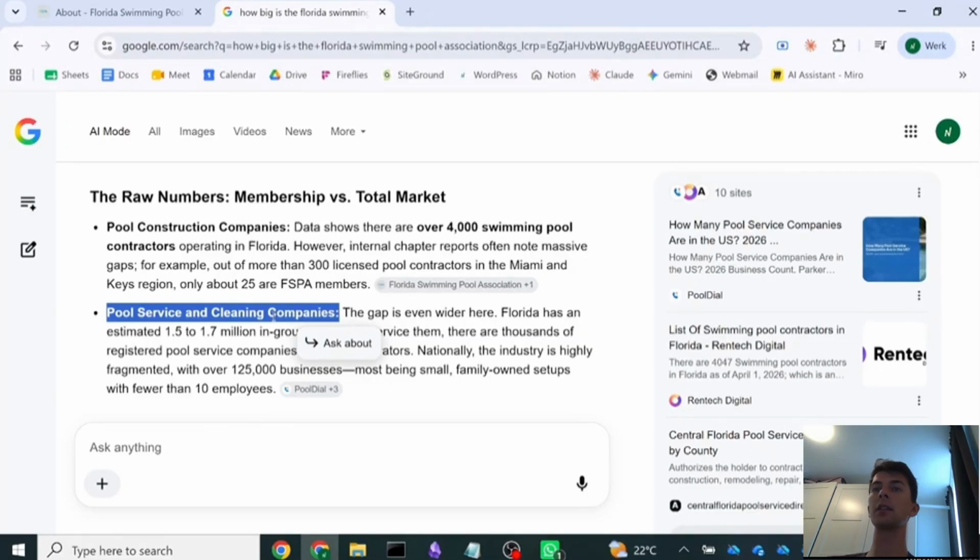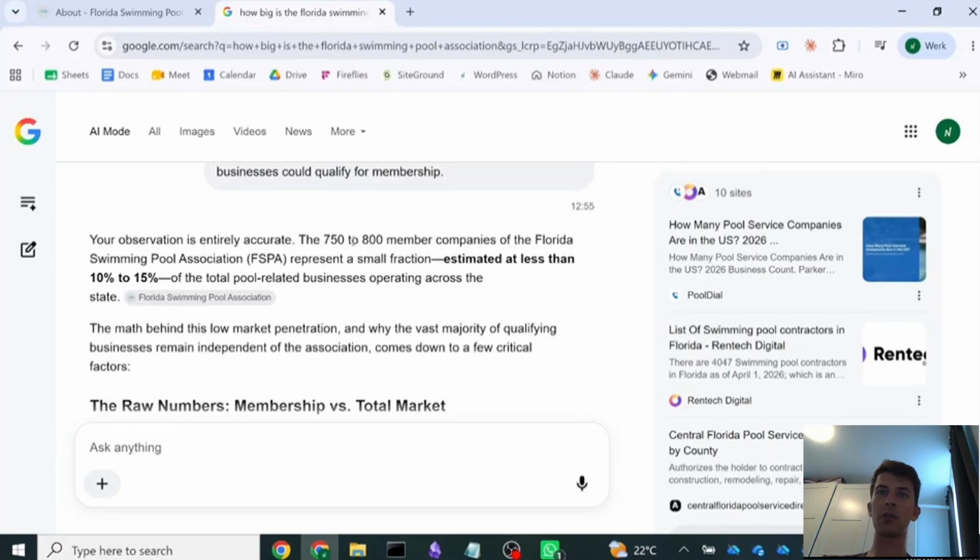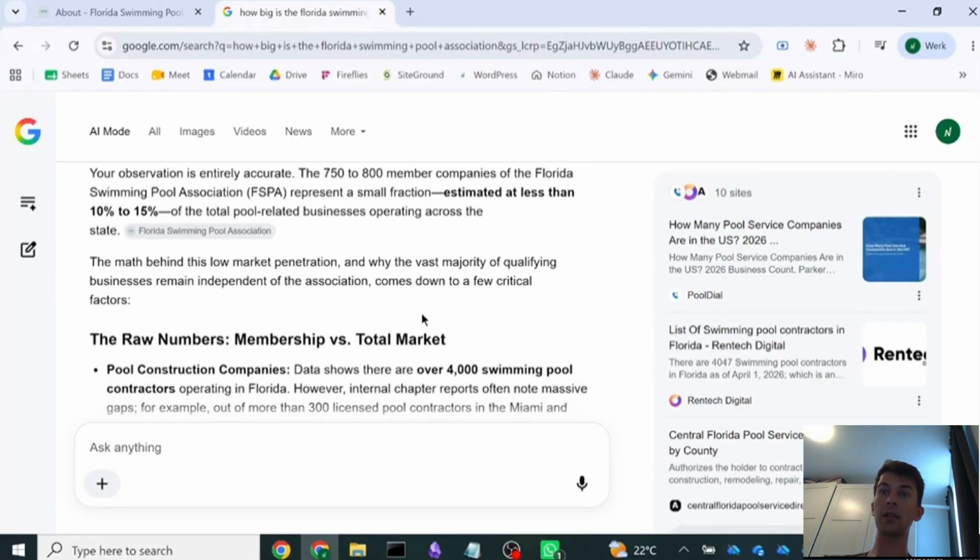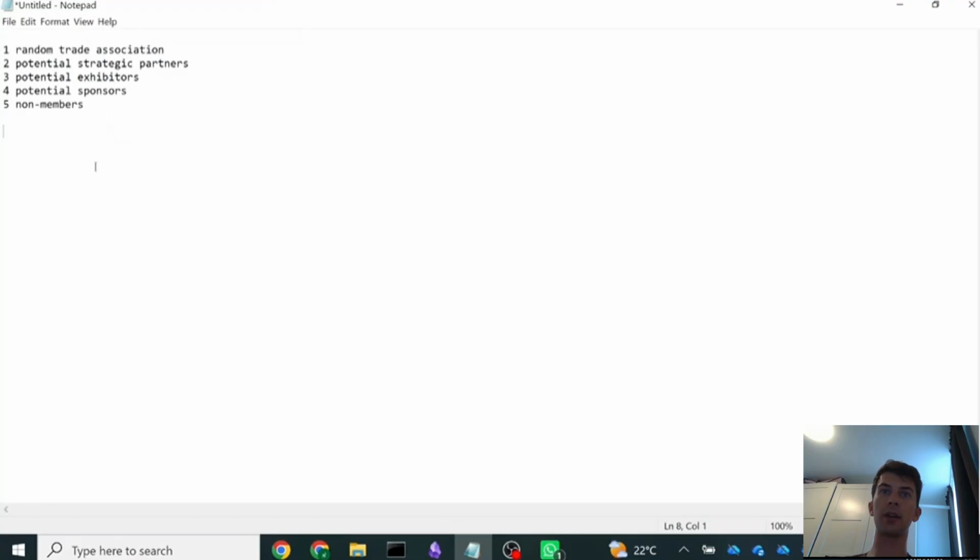So we'll cover all this in a little bit. Suffice to say, while this is a pretty strong number, we can certainly help bring a lot more in with just a simple outreach strategy. To be able to build the outreach strategy, we've got to build a list. So like I said, I'm going to try to find 5 potential members, 4 potential sponsors, 3 potential exhibitors, and 2 strategic partners.